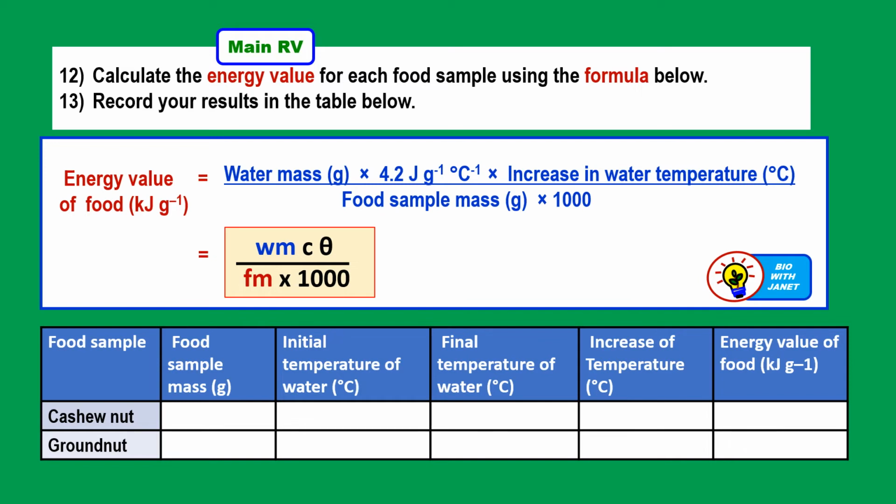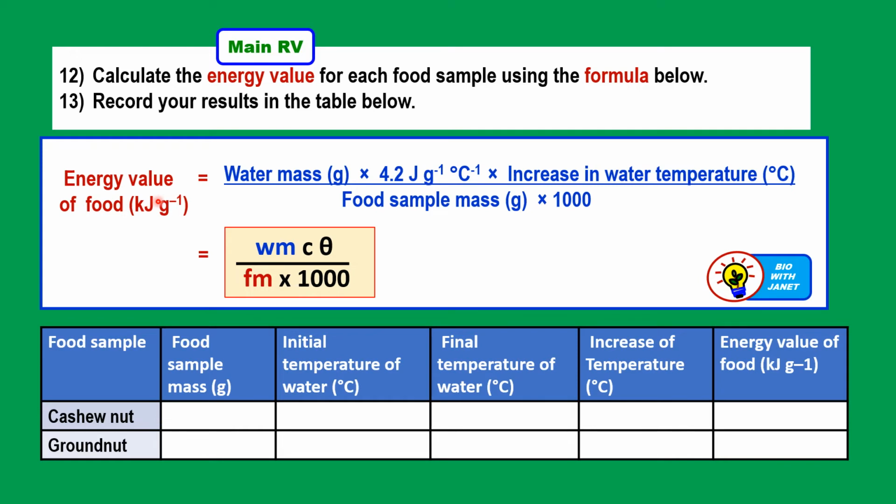Then next, calculate the energy value of each food sample using the formula below. So the energy value represents your main RV that is in your hypothesis and in your problem statement. But the sub RV, that means the RV that you are measuring in the experiment, is actually the difference in temperature or the rise in temperature for the food sample. So record your results in the table below as shown here.